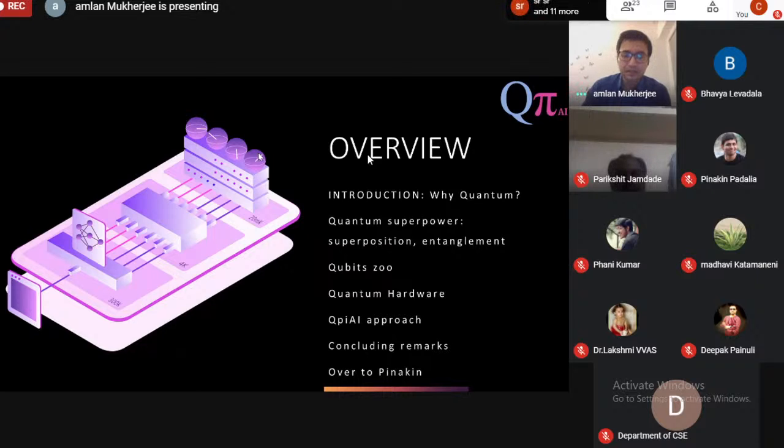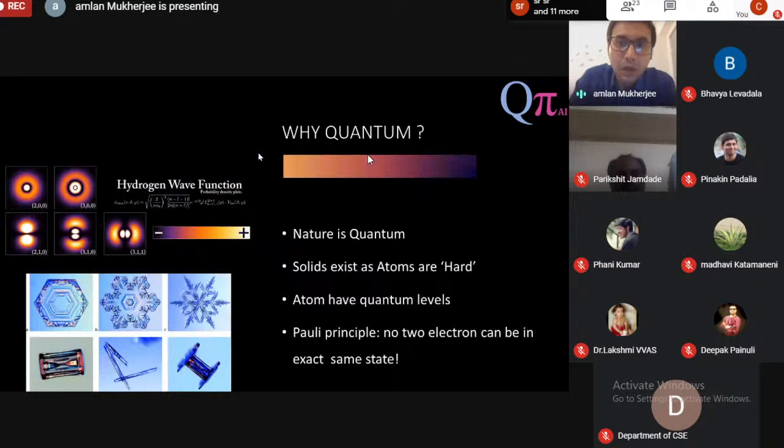So let's dive in. So yes, why go quantum? The point is that nature itself is quantum. We don't really appreciate it on a day-to-day basis, but the fact that we have solids around us, for example the chair that we are sitting on, comes from the fact that atoms are very hard. When I say hard, how can you say that? Because inside atoms, the electrons are distributed in levels. They are not all collapsing into the nucleus. This is because of quantum mechanics.